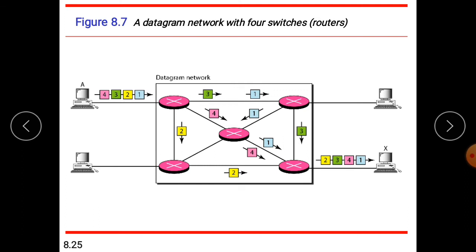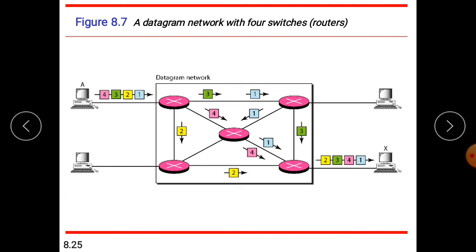The figure shows the datagram approach used to deliver 4 packets from station A to station X. The switches in a datagram network are also traditionally referred to as routers. So here you can see, instead of switches, the router symbol is used. In this example, we have 4 different packets, 1, 2, 3, 4, belonging to the same message but which may travel different paths to reach the destination X.